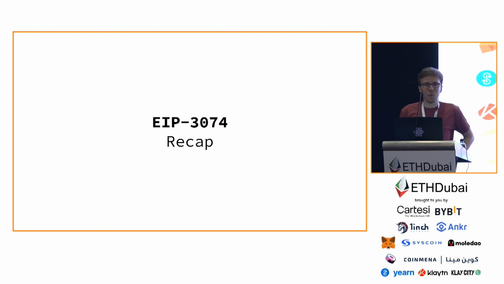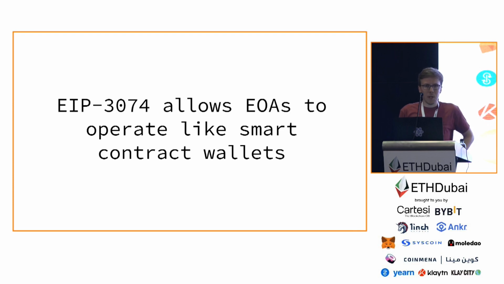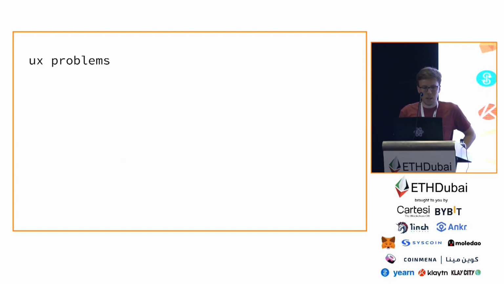So let's start with the EIP itself. The one-line summary that I would give is that with this EIP, we are trying to allow EOAs, which are just accounts that have a private key, so your MetaMask accounts are all EOAs, to operate like smart contract wallets. So you might have heard of Gnosis Safe or these kinds of things, and these smart contract wallets have a lot of really nice advanced features. And basically the idea was, how can we bring at least some of these features to these accounts as well.